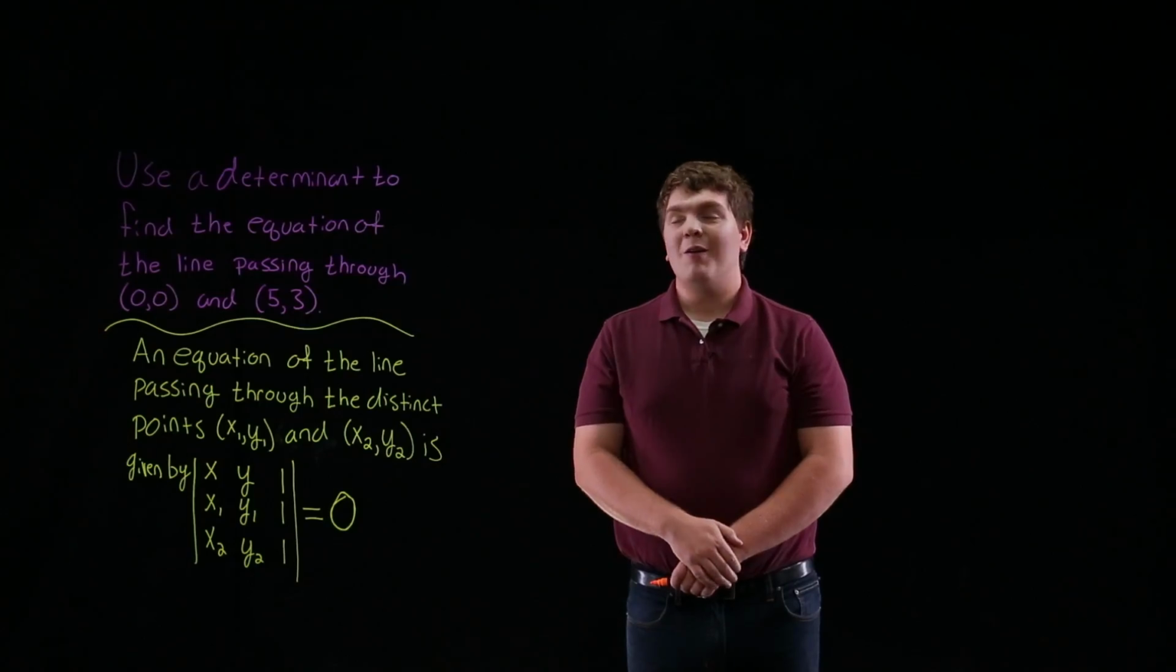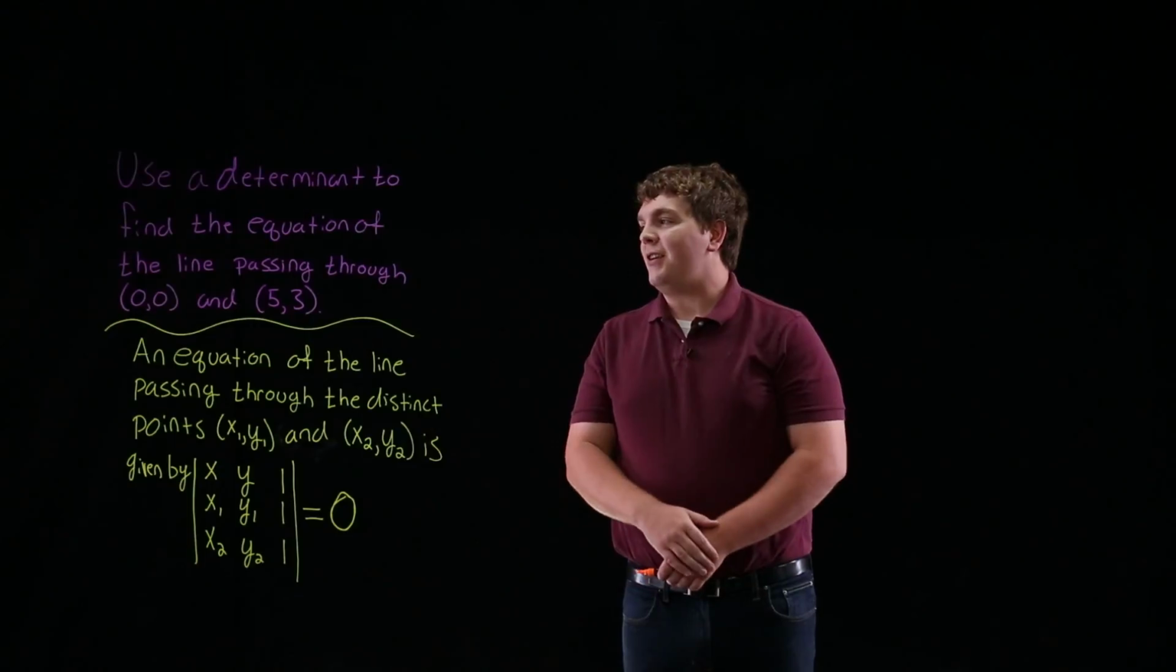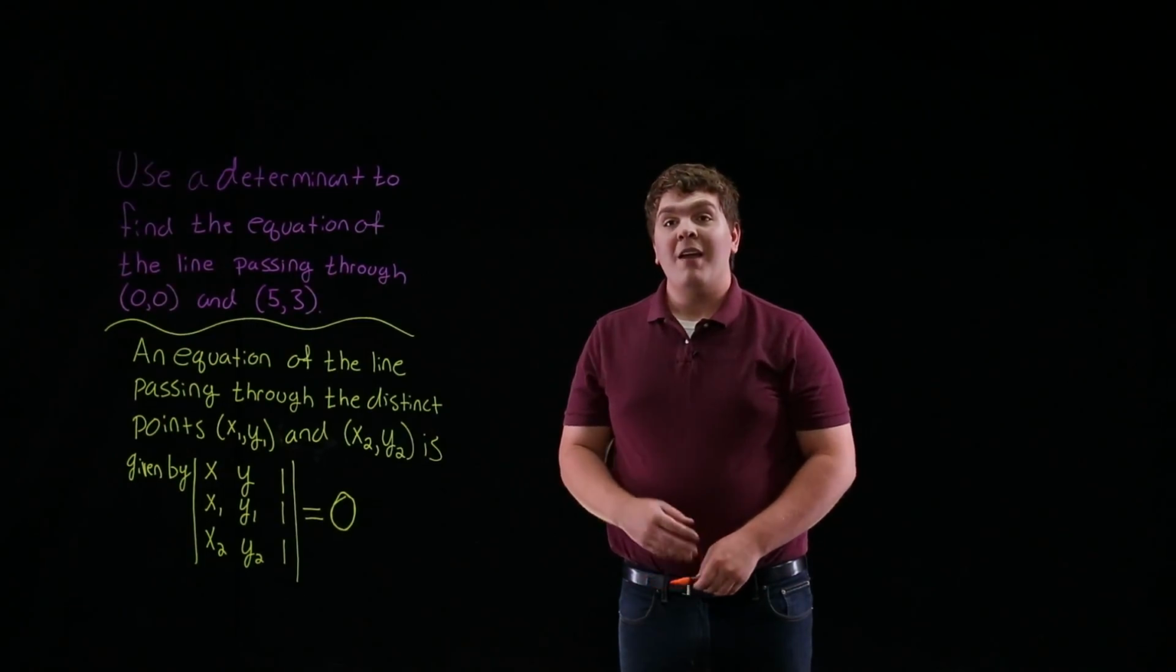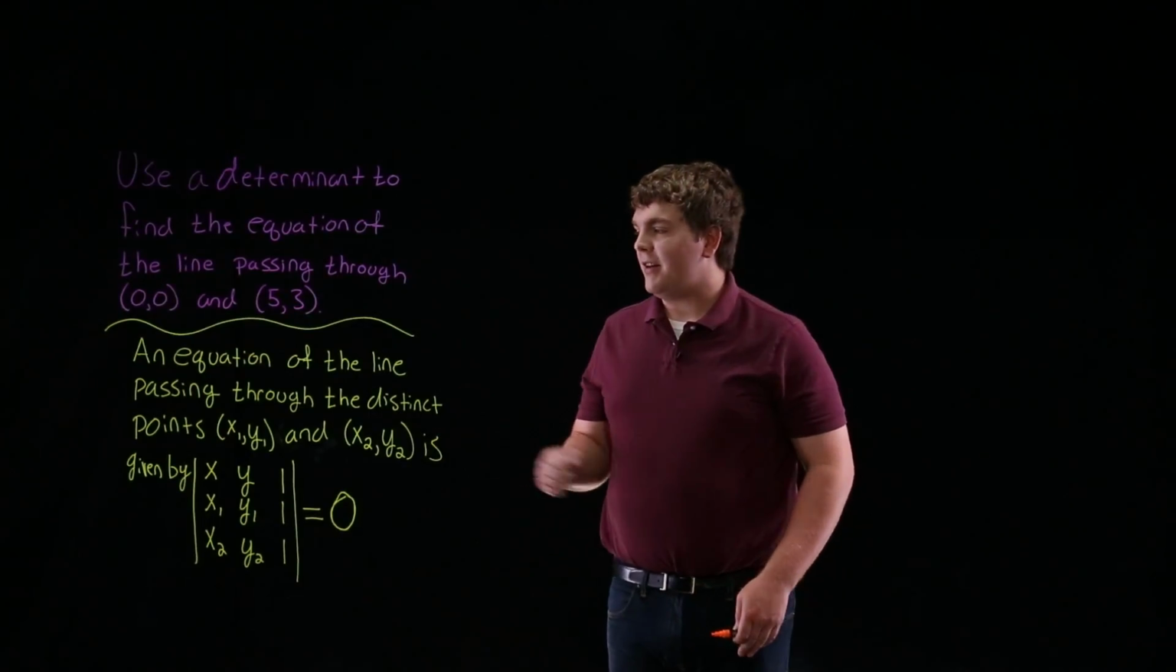Hi, my name's Gabe. For this problem, we're asked to use determinants to find the equation of the line passing through the points (0, 0) and (5, 3). And the idea that we want to use is this idea here.